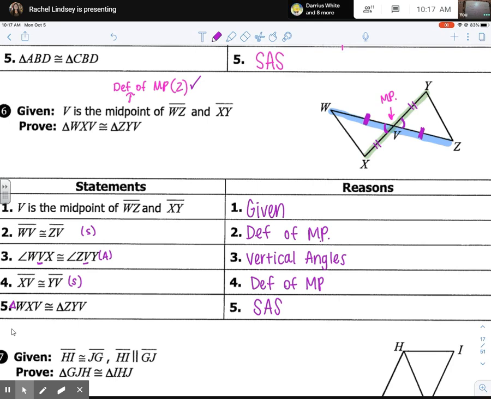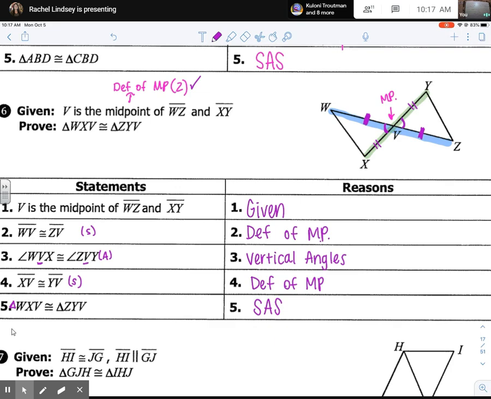Okay, so far the reasons we've seen are reflexive property, definition of midpoint, vertical angles, angle bisector. Now in the next one, when you're given parallel lines, you could possibly have one of these 3 things: alternate interior, alternate exterior, or corresponding.